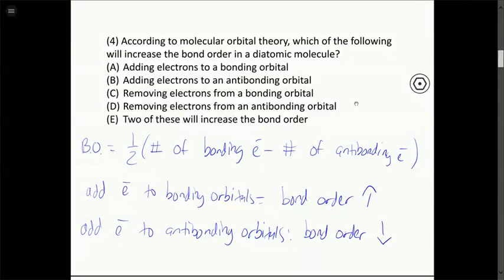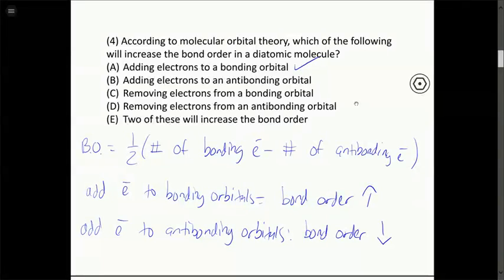Okay? Alright, so the bond order goes up if we add electrons to bonding orbitals. Bond order goes down if we add them to anti-bonding orbitals, so then the inverse is also true. If we take electrons out of bonding orbitals, the bond order will go down. If we take electrons out of anti-bonding orbitals, the bond order will go up. So the opposites of both of these statements are also true. So if we want to look for the ones that will increase the bond order, we know that adding electrons to a bonding orbital will increase the bond order.